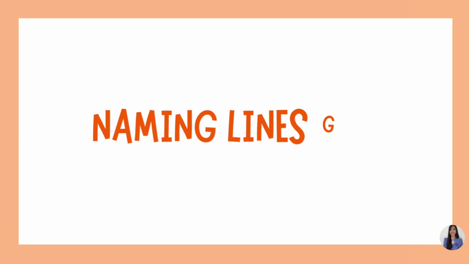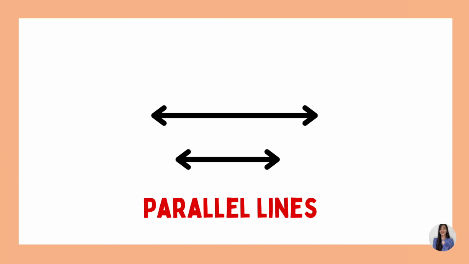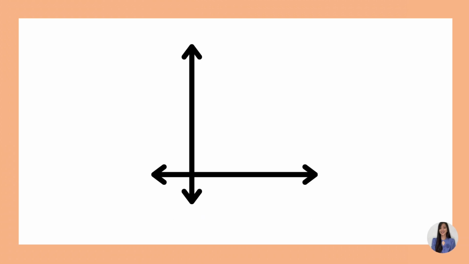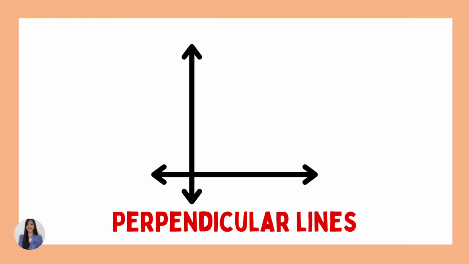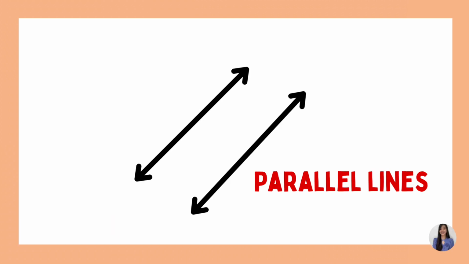To develop the mastery of the students, we will be having the naming lines game. What do you call these lines? Correct. The answer is parallel lines. How about this one? The answer is perpendicular lines. Lastly, what is this? Okay, so the answer is parallel lines.